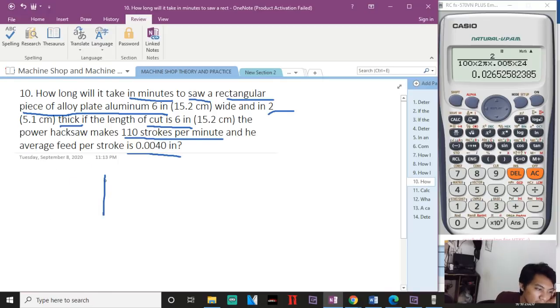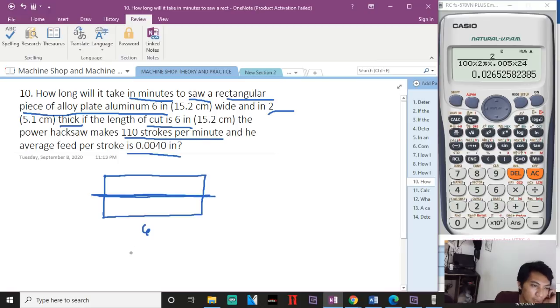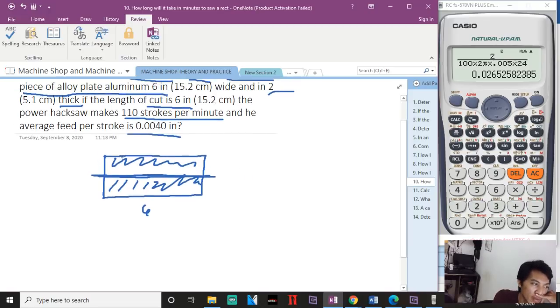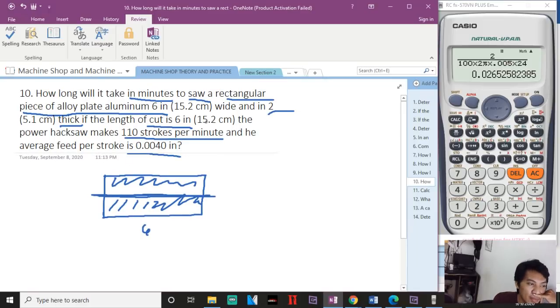Let's draw it. Your aluminum plate. It says you will cut it 6 inches. Here is where it cuts, this part. This is what it divided, lengthwise. It divided it in two. And then you have a stroke of 110 strokes per minute, feed per stroke. Will you still consider this 2 inches thick? No, don't consider that. You only consider the length of the cut.